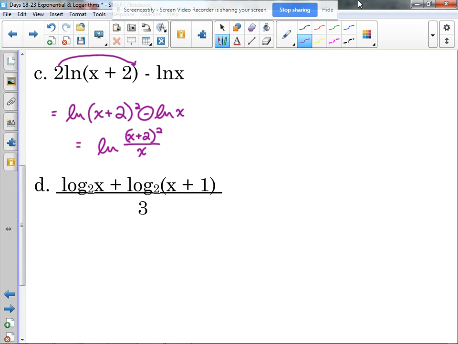Okay, and one more here. This one's a little different. It's log base 2, and the entire expression is over 3. So we're going to handle this one just a little bit differently. I'll give you a second to write it down before we start simplifying.